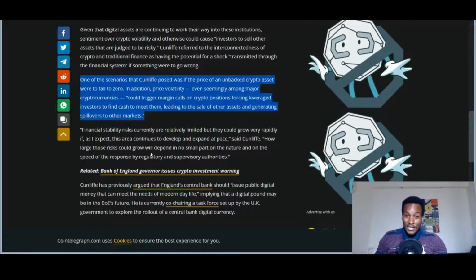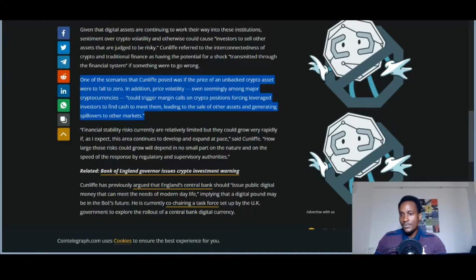So one of the scenarios that Cunliffe posed was if the price of an unbacked crypto asset were to fall to zero. In addition, price volatility, even seemingly among major cryptocurrencies, could trigger margin calls on crypto positions, forcing leveraged investors to find cash to meet them, leading to the sale of other assets and generating spillovers to other markets.